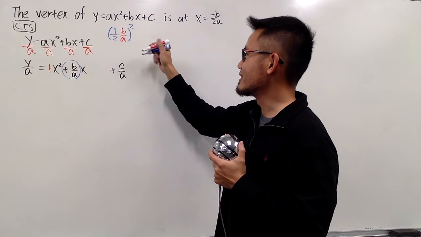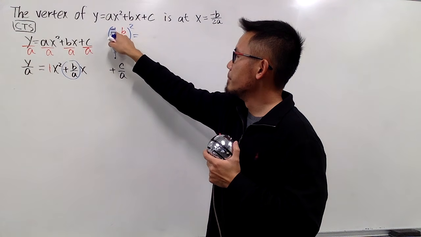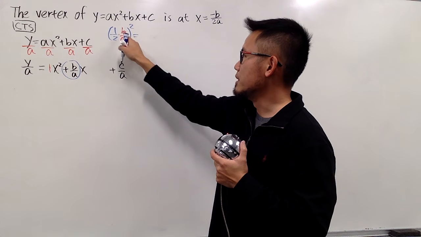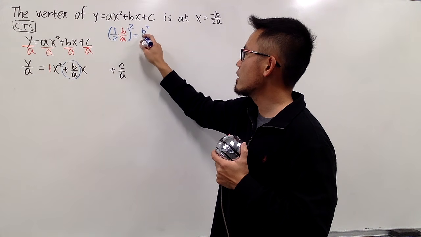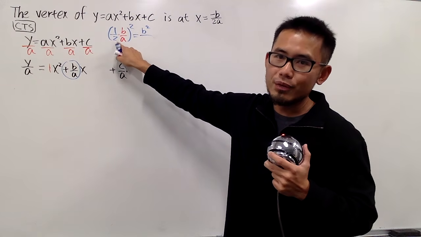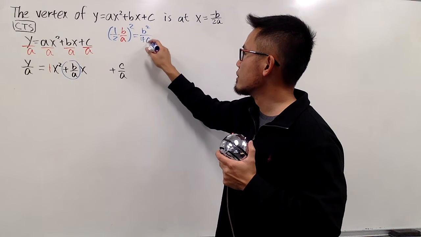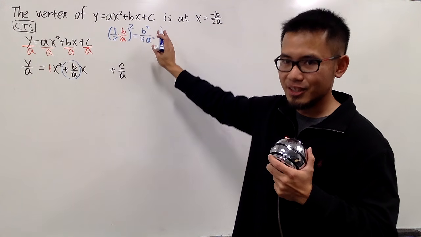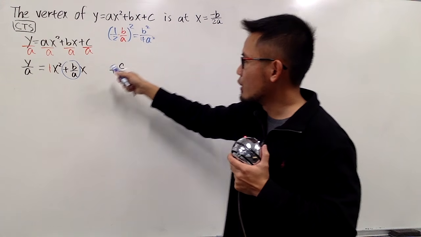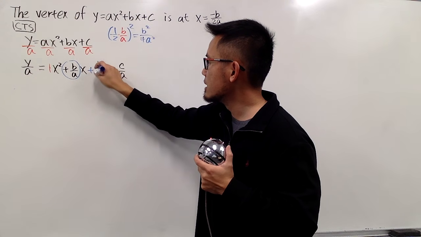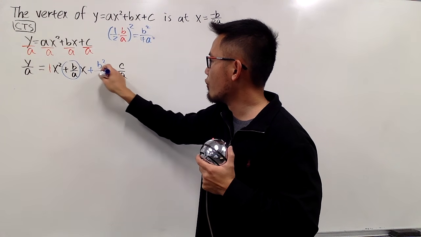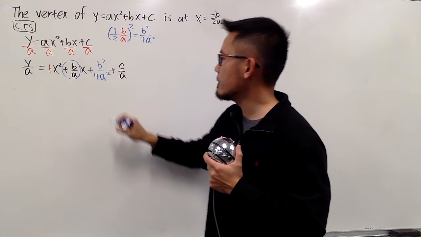Okay, so let's just work this out. Now you see b on the top. 1 times b is just b, so we have b squared over, on the bottom, we have 2 times a, squared. 2 squared is 4, a squared is just a squared. This is the deal. We are going to add this right here. We put down plus b squared over 4a squared.